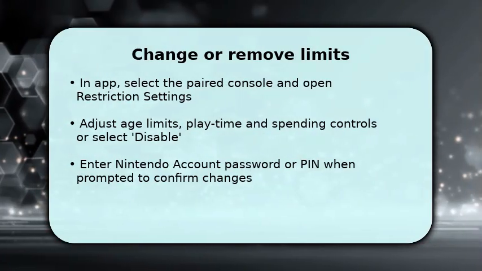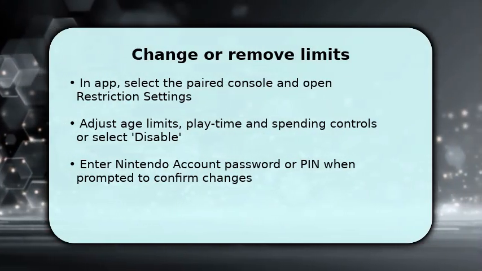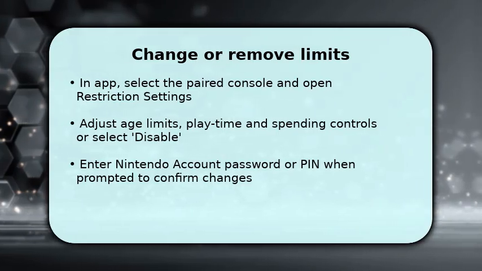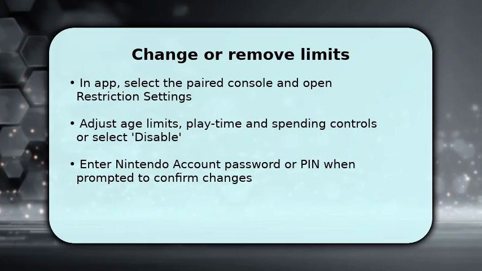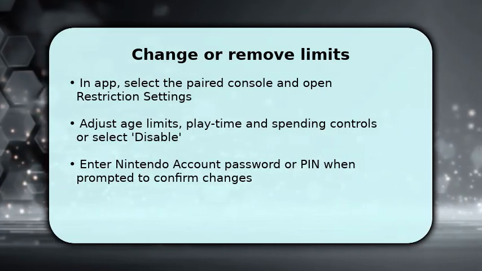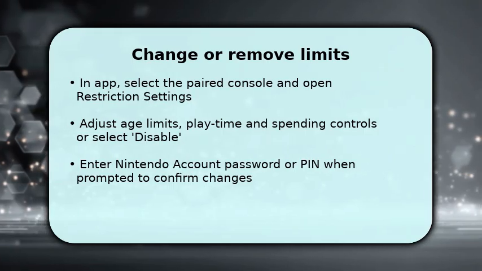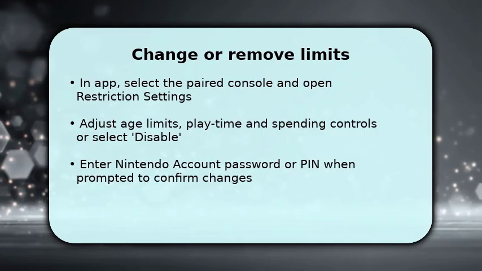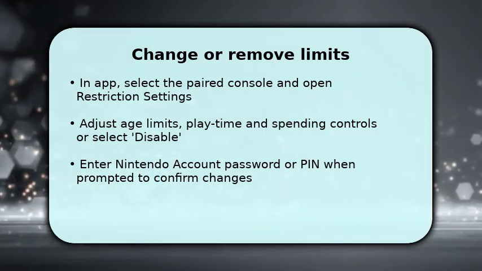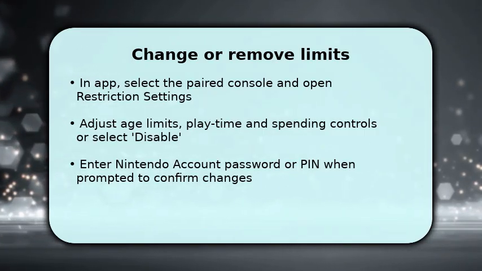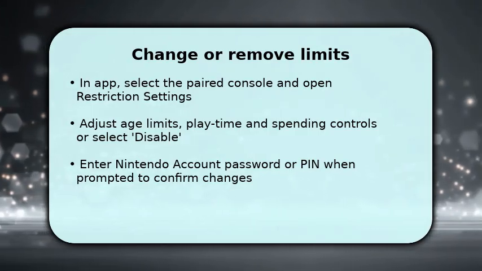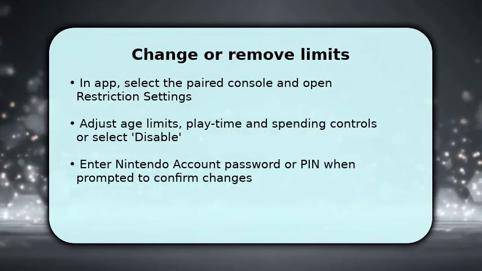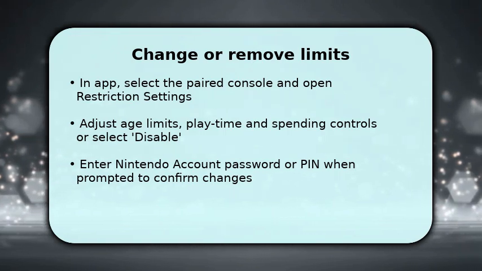Next, in the app, choose the paired Switch and tap Restriction Settings to edit or remove limits. You can lower or raise age ratings, disable time limits, and turn off purchase restrictions. Choose Disable or set all options to Unrestricted to effectively remove controls. When the app prompts, enter the Nintendo account password or the parental PIN to authorize updates. Make sure changes sync. The app will push settings to the console and confirm when the Switch accepts them, completing the middle of the process.